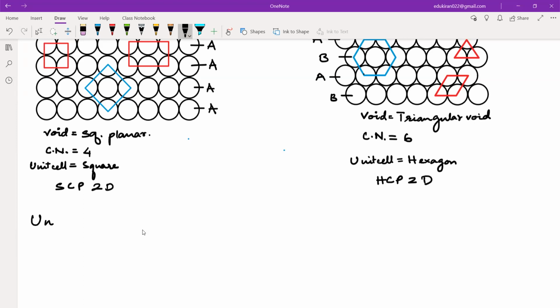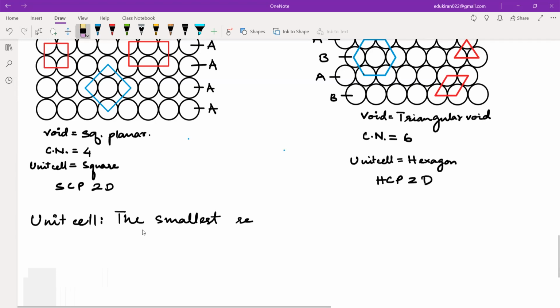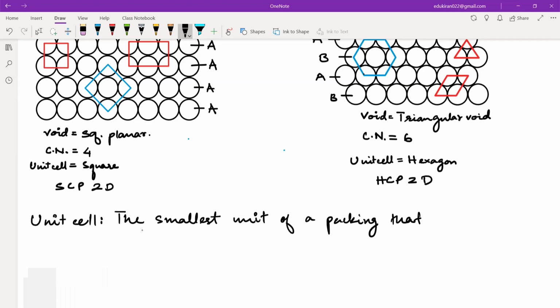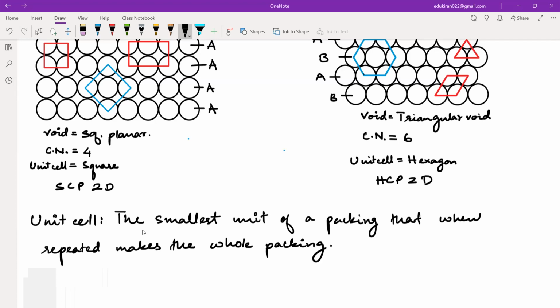Unit cell. The smallest repeated unit. The smallest unit of a packing that when repeated makes the whole packing. Makes the whole packing.